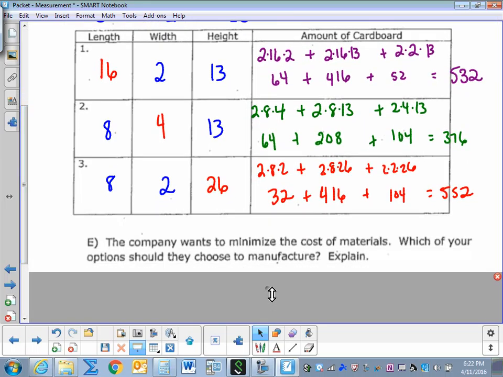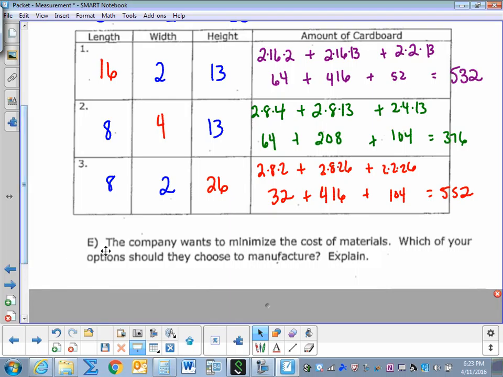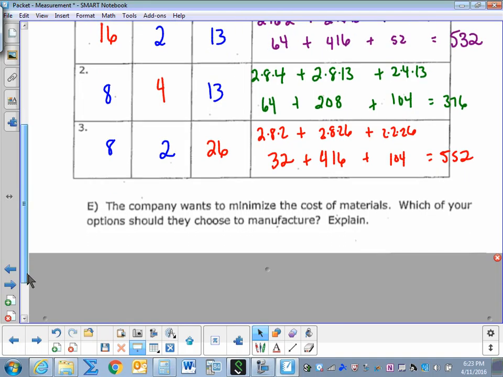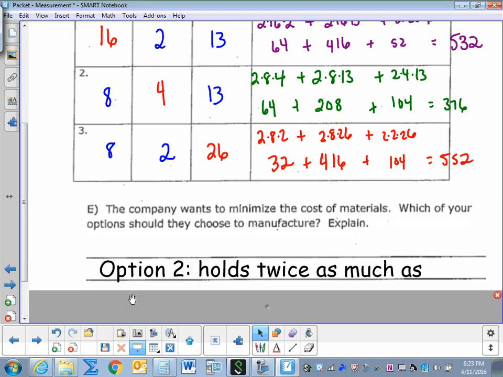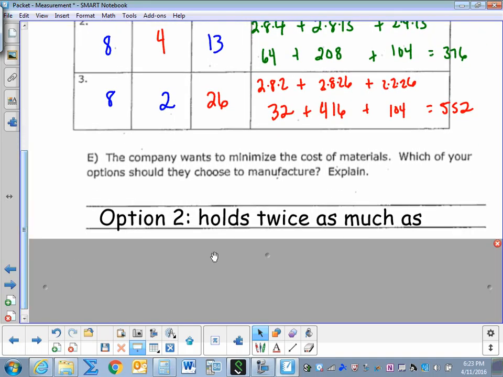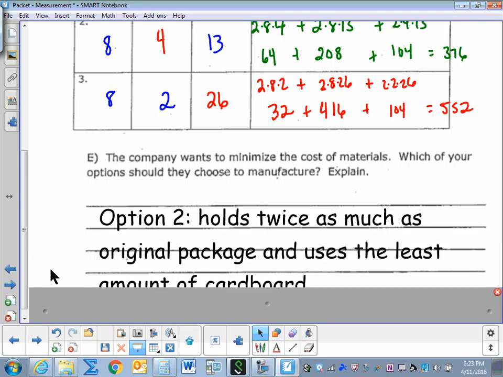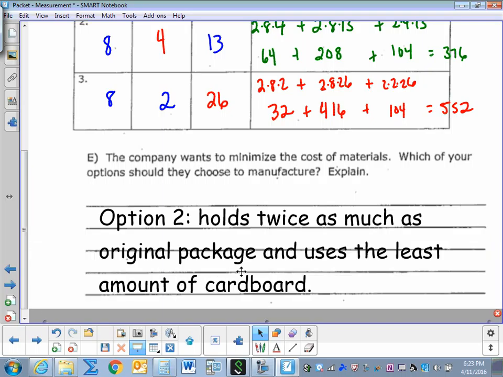So the company wants you to minimize the cost of the materials. Which of your options should you choose to manufacture? So if they want to minimize the cost of the materials, they want the least amount of cardboard, so that would be option 2. And I said I would choose option 2 because it holds twice as much as the original package and uses the least amount of cardboard.